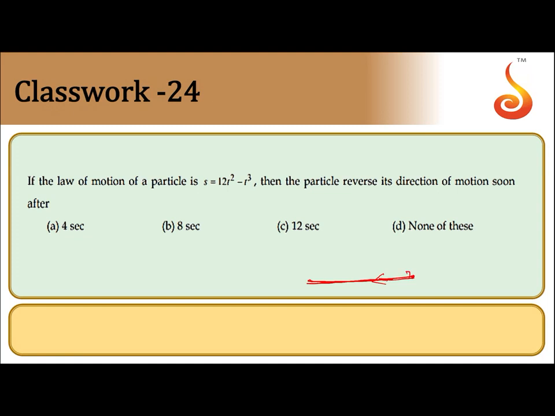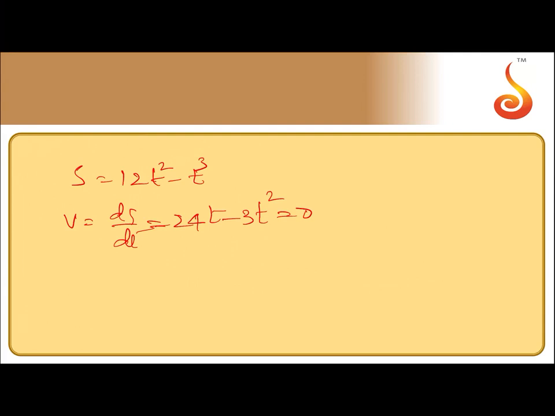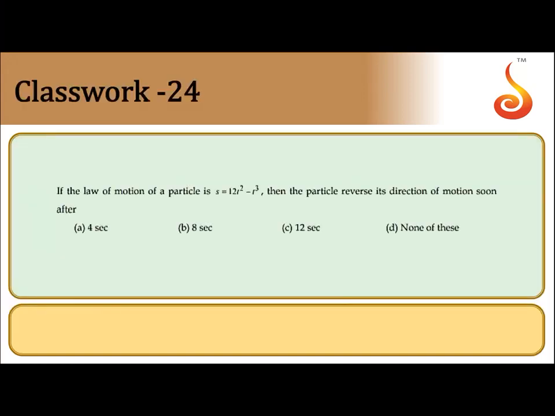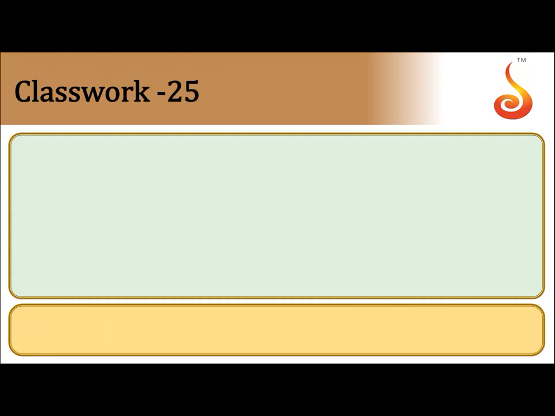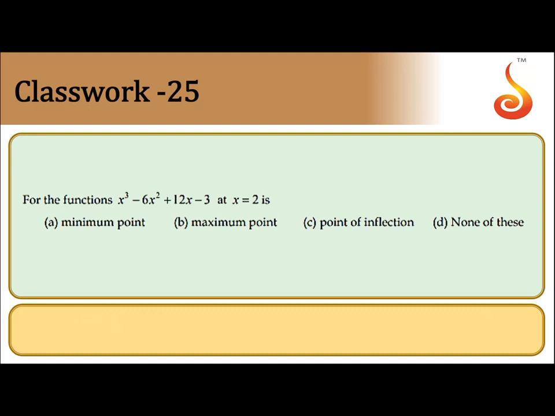So the derivative ds by dt must be 0. s = 12t square minus t cube. So the velocity is nothing but ds by dt, that is 24 times t minus 3t square, which is equal to 0. So the velocity is 0 means t equals 8. So at time t equals 8 seconds, definitely the particle may turn back. So the answer is t equals 8 seconds.